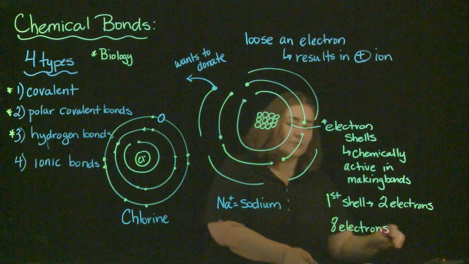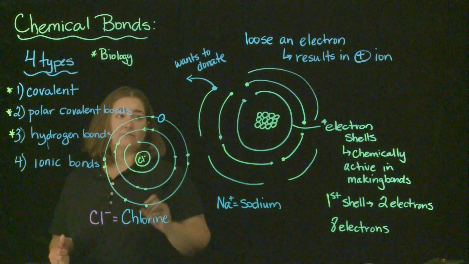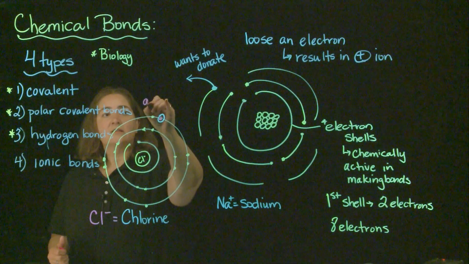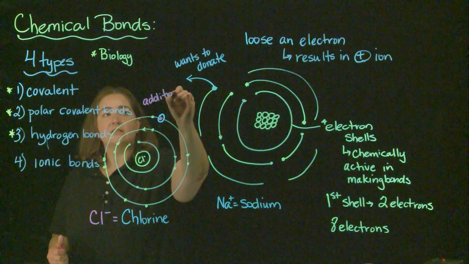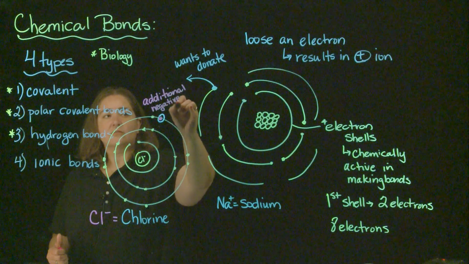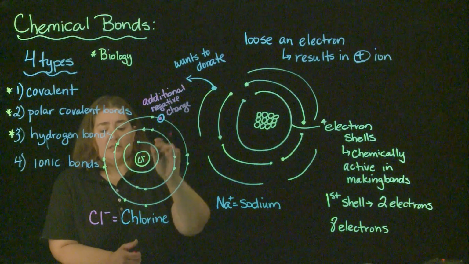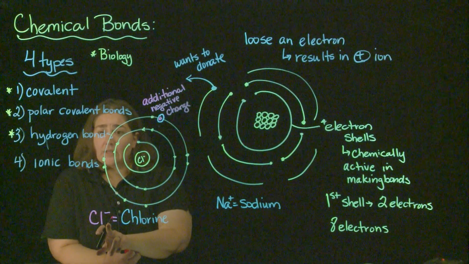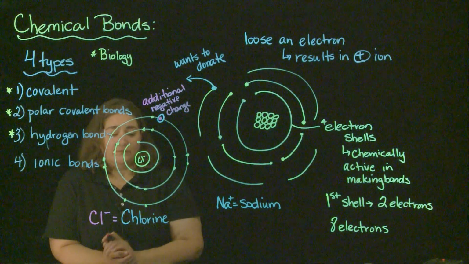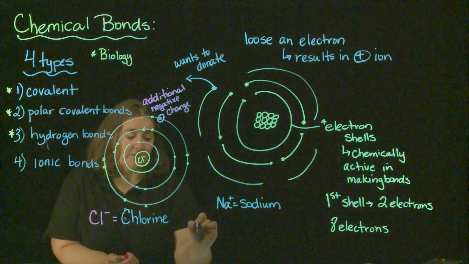All right? Over here with chlorine, I'm going to draw that negative. Because when chlorine accepts that electron, it has accepted an additional negative charge. So now that chlorine atom overall is going to have a negative charge because it has an additional electron.